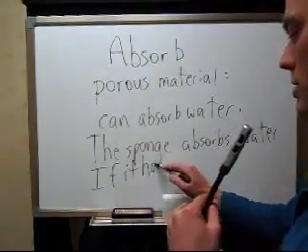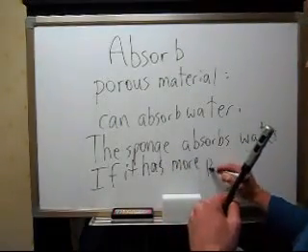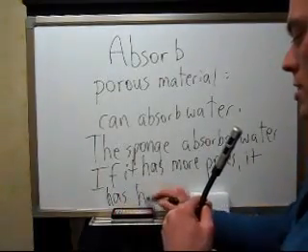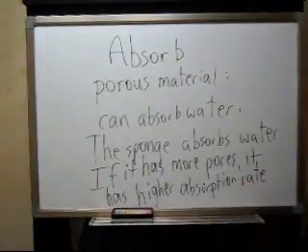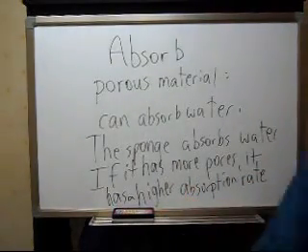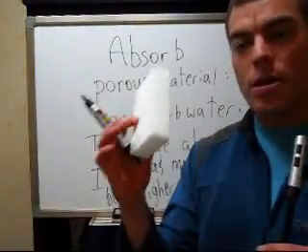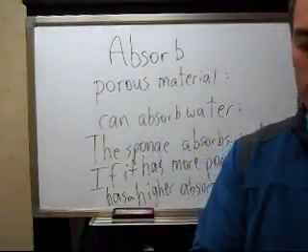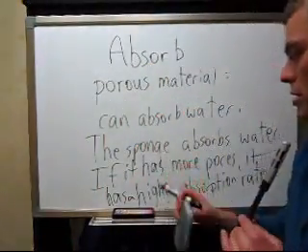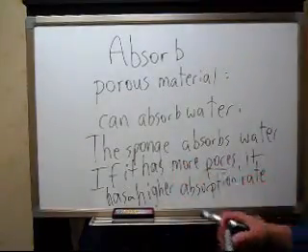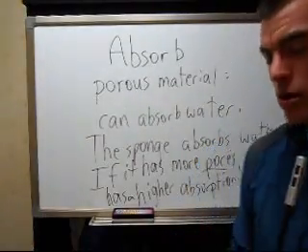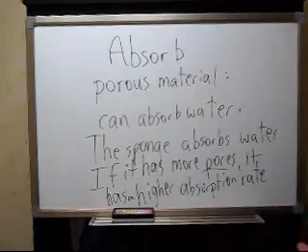If it has more pores, it has a higher absorption rate. A higher absorption rate means how much water it can hold. Whereas something like this camera container would hold less water because of fewer pores. Fewer pores. See, porous, P-O-R. The camera case has lower porosity, or a lower amount of pores.